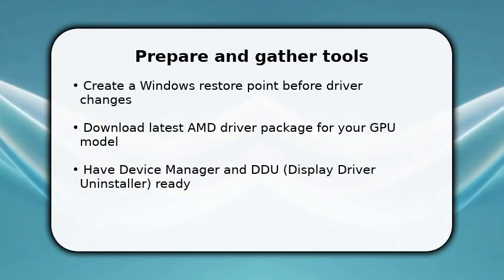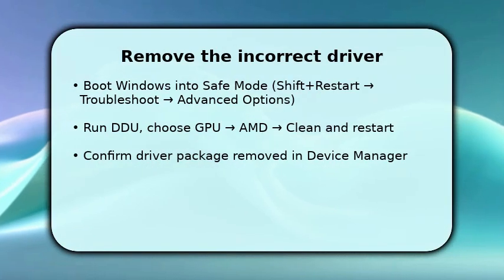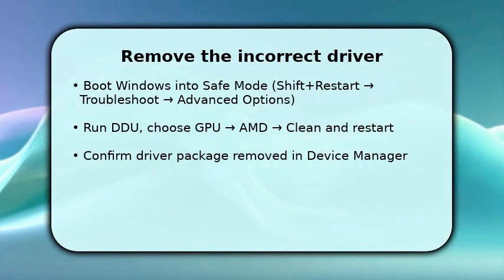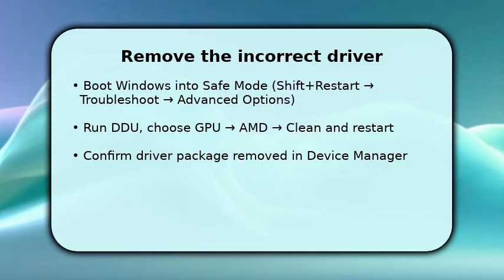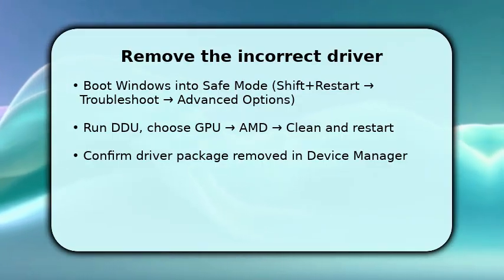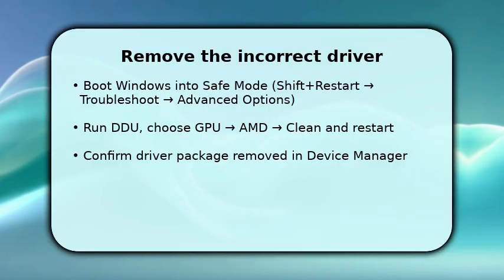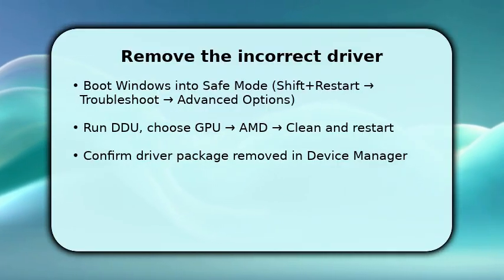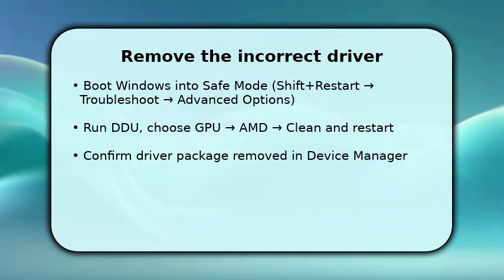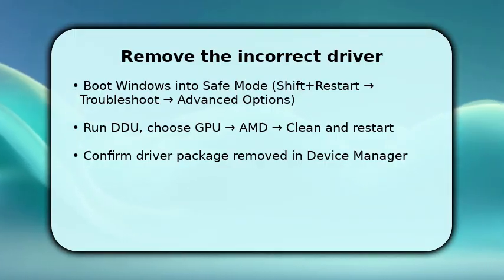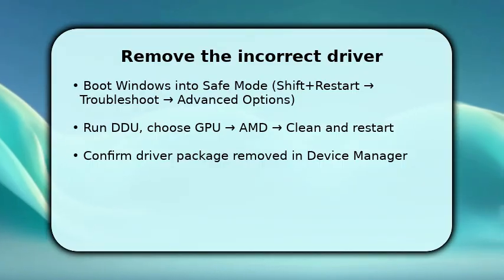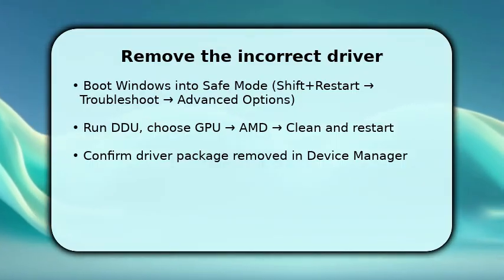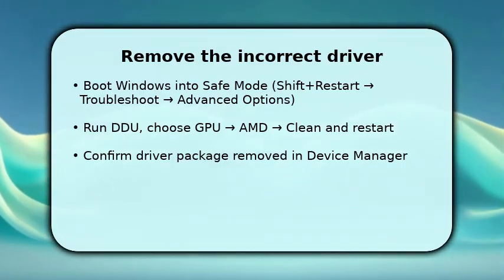Now, boot into safe mode to stop the system from locking driver files. Run the Display Driver Uninstaller and select GPU then AMD, click Clean and Restart. The tool removes registry entries, driver files, and hidden packages Windows might reuse. After the restart, open Device Manager and verify the display adapter shows as Microsoft Basic Display Adapter or is absent. This ensures no remnants remain that could trigger Windows Update to pick the wrong driver when you install the fresh one.